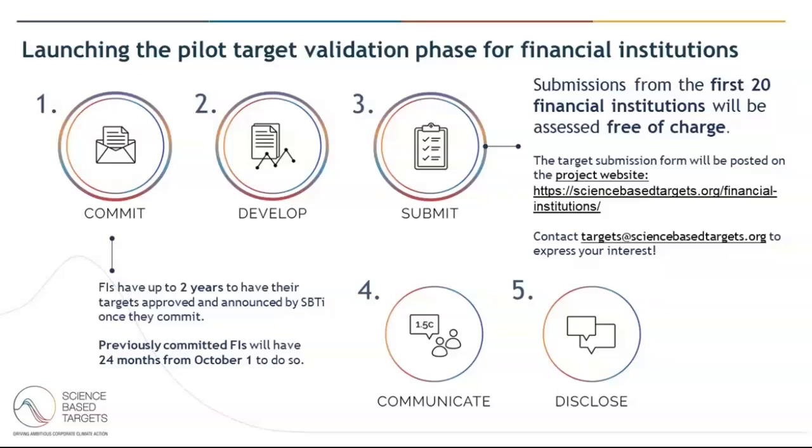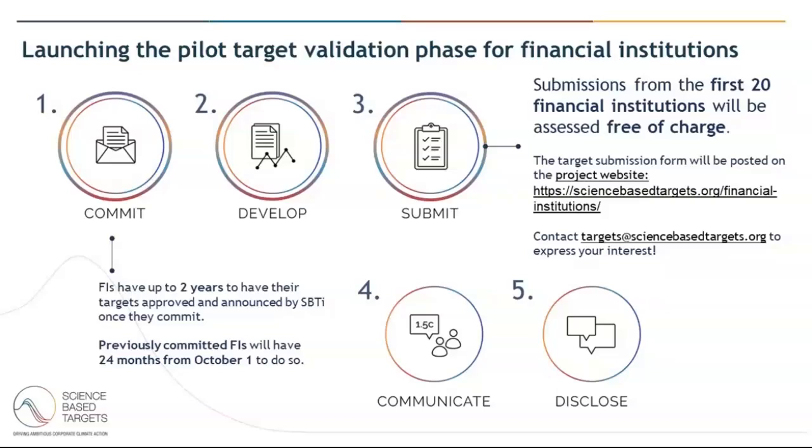And in order to get more information, but also provide an incentive for those first financial institutions, we'll be waiving our target review fee, which at this point is $5,000 for the first 20 financial institutions. One thing that we'll be exploring during the pilot phase is how long it actually takes to review and assess financial institution submissions, and it may take significantly longer than it does for companies in the real economy, in which case we may have a higher fee, but that's something that we'll determine over the next 6 months and announce in April.